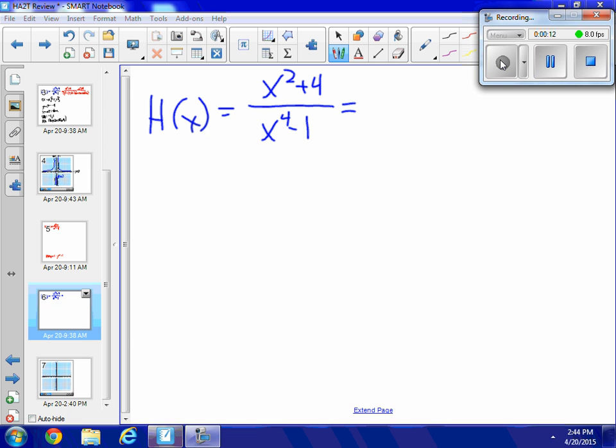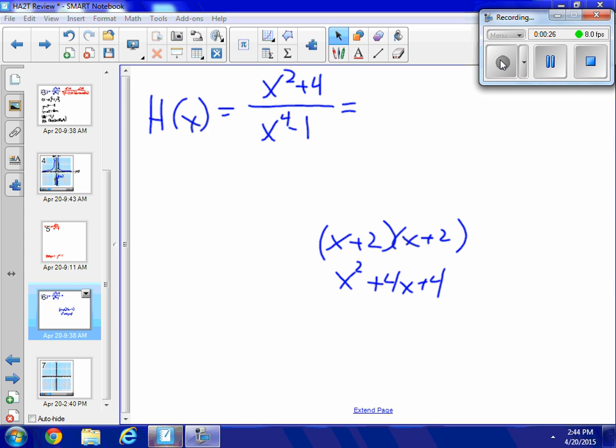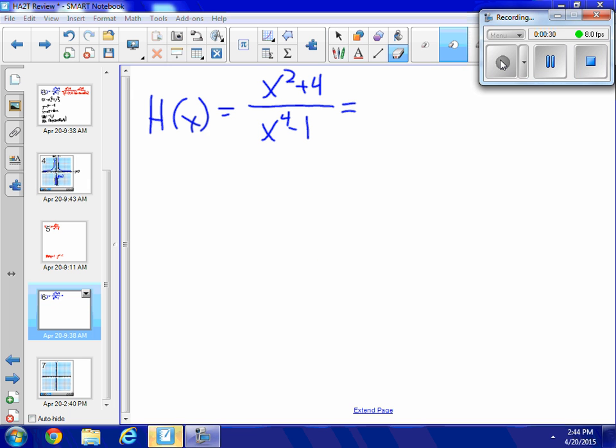So x squared plus 4, I can't factor that. It is not x plus 2 times x plus 2. That would equal x squared plus 4x plus 4. So don't make that mistake. The numerator there is not factorable. So that's going to stay x squared plus 4.